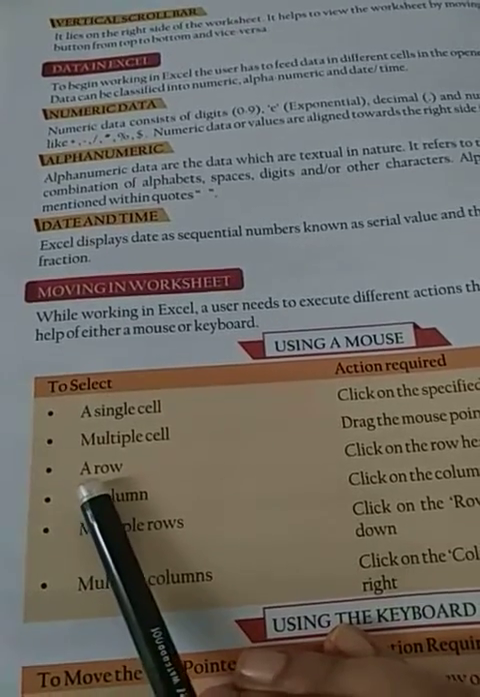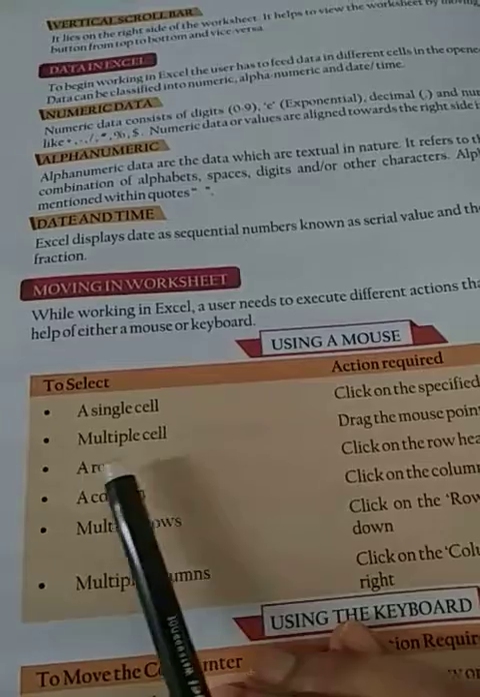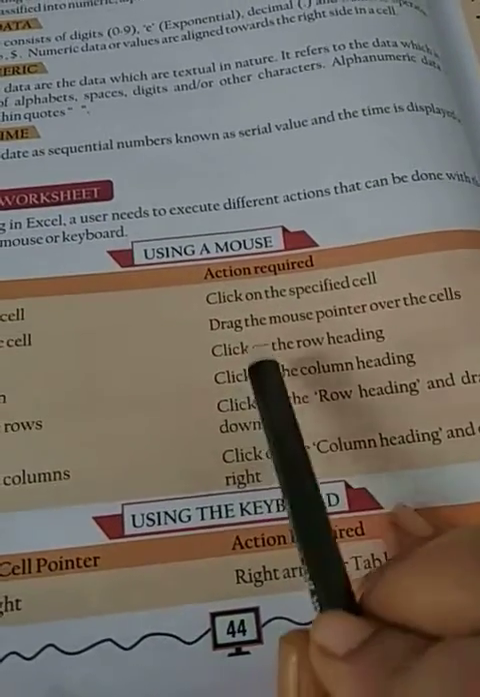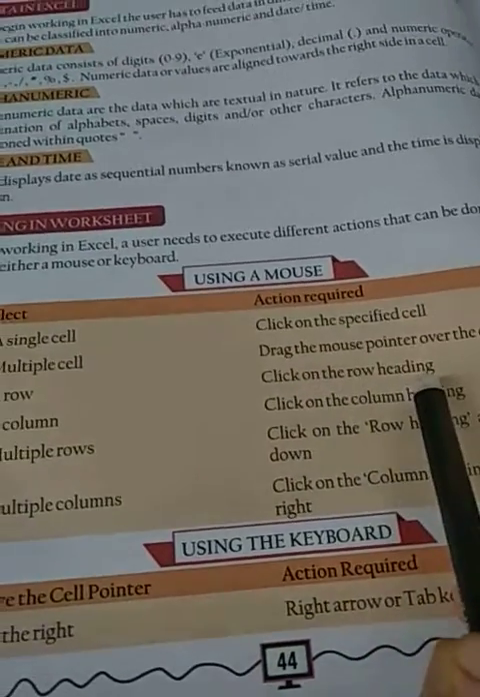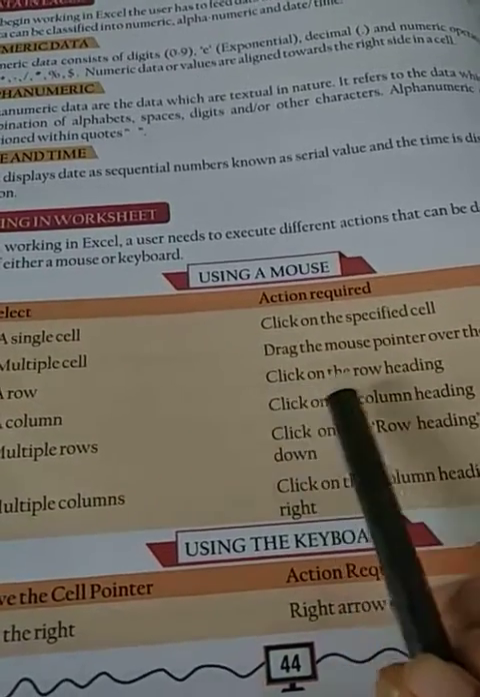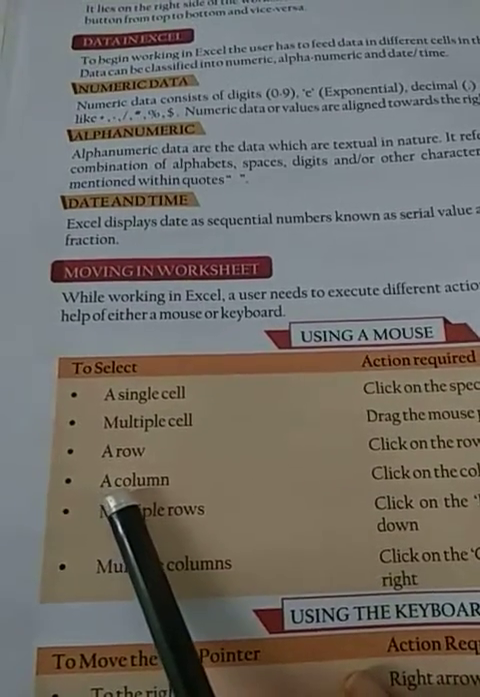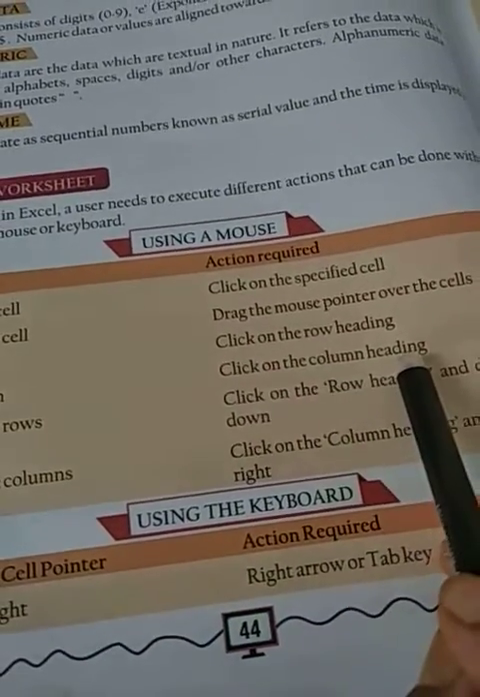Now, if you have to select an entire row, then what you have to do is click on the row heading. Now, if you want to select a particular column, then click on the column heading.